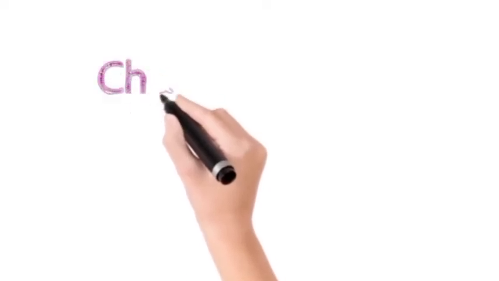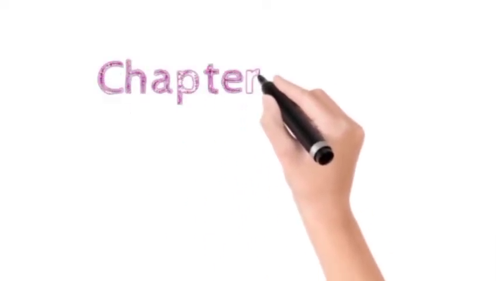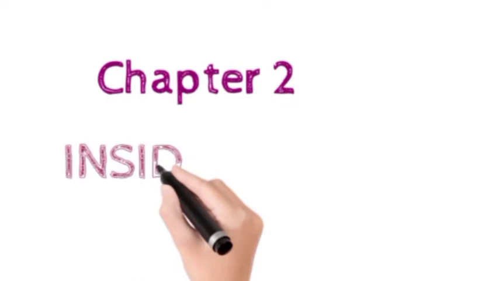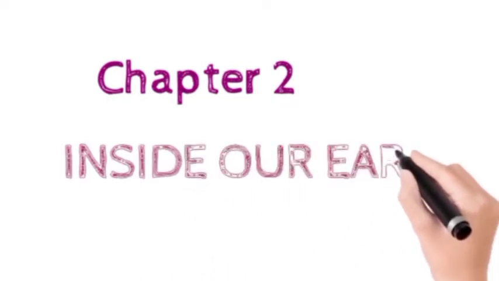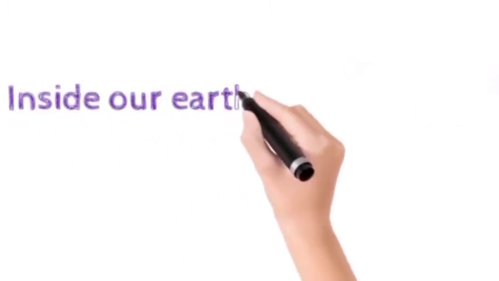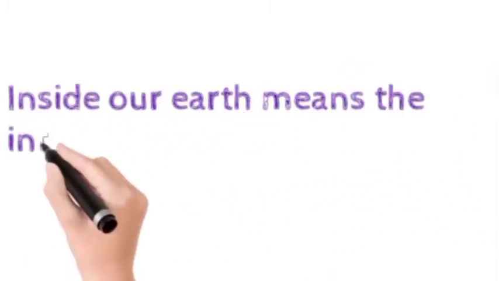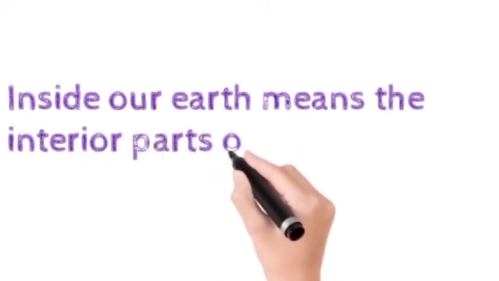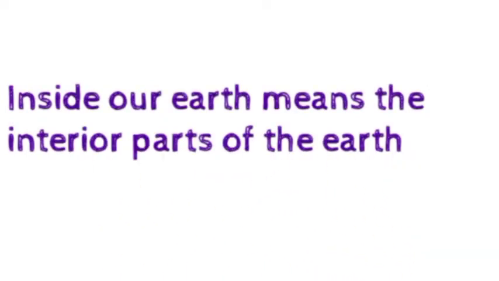Good morning to everyone. So today we are going to start a new chapter, that is chapter number 2, Inside Our Earth. Inside our earth means what are the things found inside the earth, that is in the interior parts of the earth. As you know, what are the things found inside the earth? That are minerals and rocks and hot molten magma.